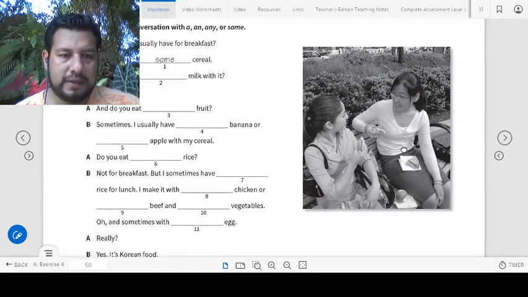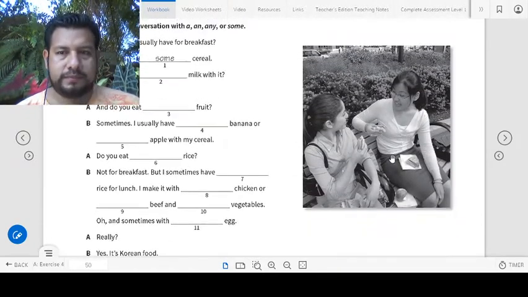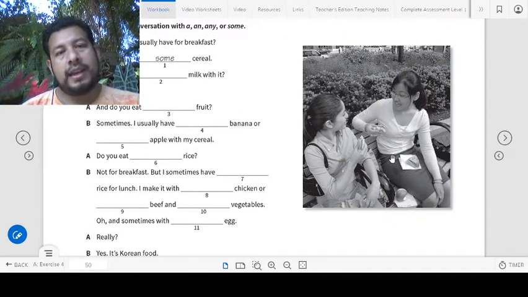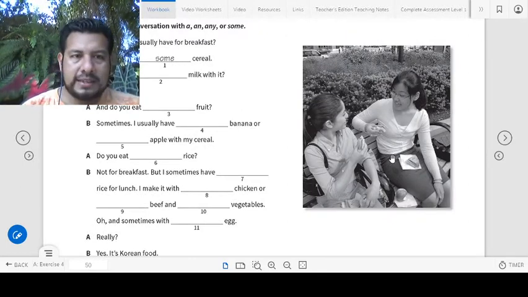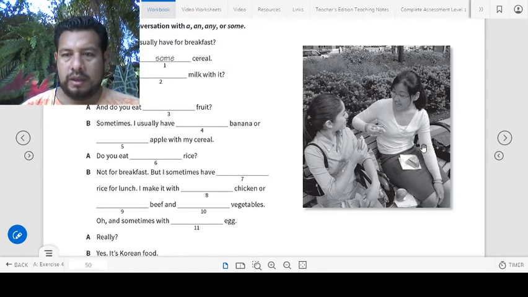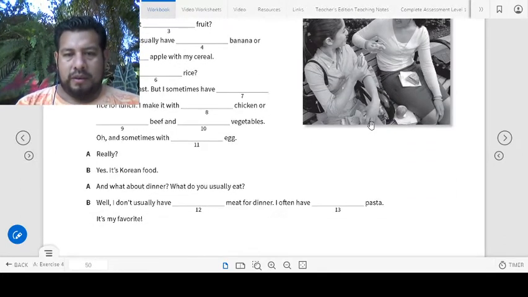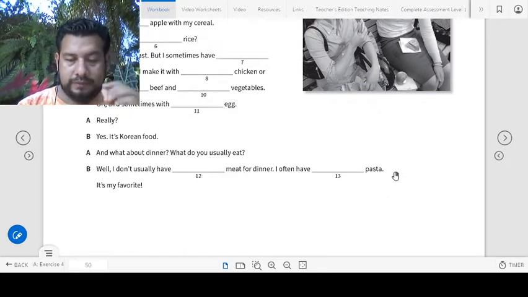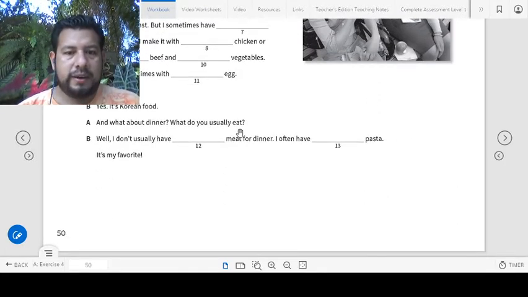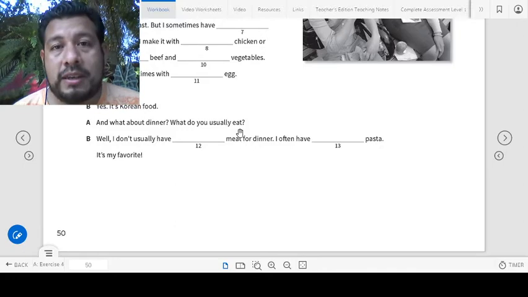Y aquí simplemente es completar la conversación con a, an, any or some. Esto me encantaría que también lo hicieran, por favor. Una captura para que lo tengan. Oh, aquí más. Sí, ya. ¿Sale? Entonces, por favor, hagan esas actividades. And that will be it for this section.